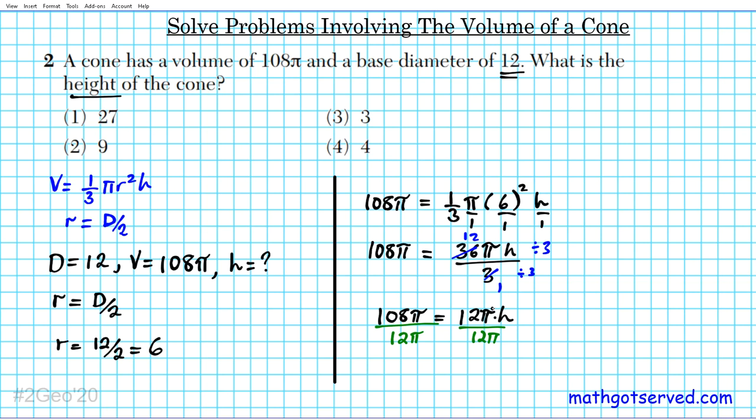On the right side, 12 pi divides out, so just unity. And on the left side, we can divide out the pi's. 108 divided by 12 is 9. Bam. 9 is equal to h. So the height of that cone that has a volume of 108 pi is 9. So the answer to question number 2 is option 2.